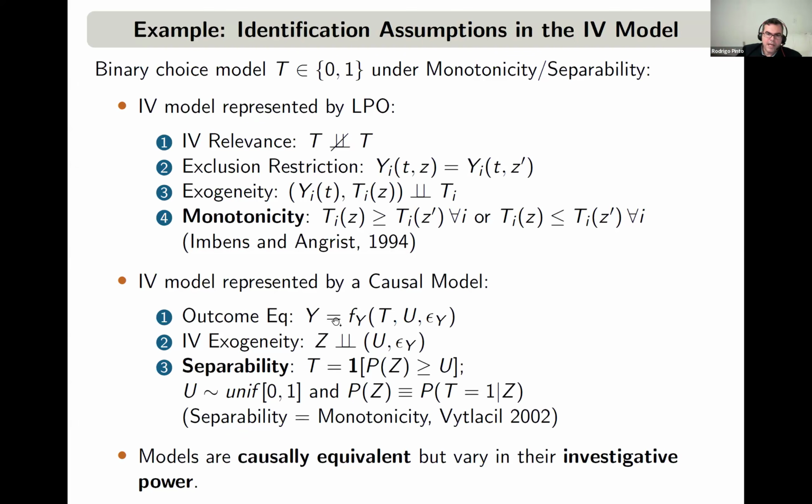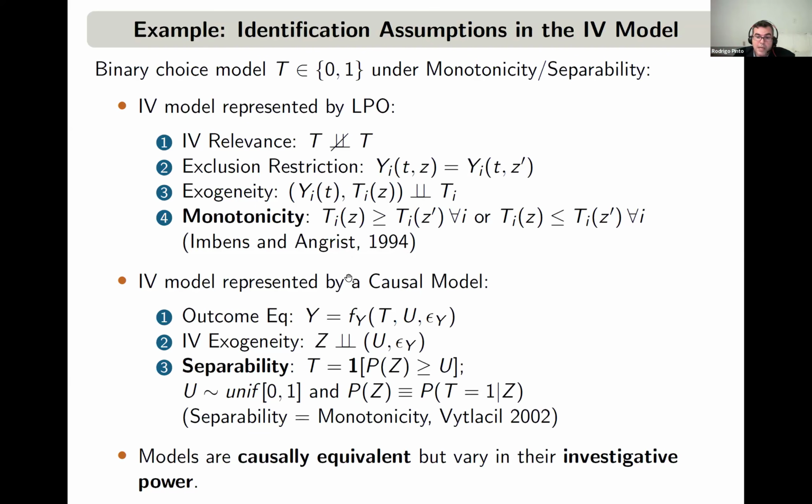Here I'm putting an example of two equivalent IV models. One uses the language of potential outcomes. It uses the average relevance, the exclusion restriction, and the exogeneity that I used before. And this model with only these three assumptions is not identified. Then I use monotonicity, the very famous assumption of Imbens and Angrist 1994, which says that when Z changes from Z to Z prime, the treatment of all agents goes in the same direction.